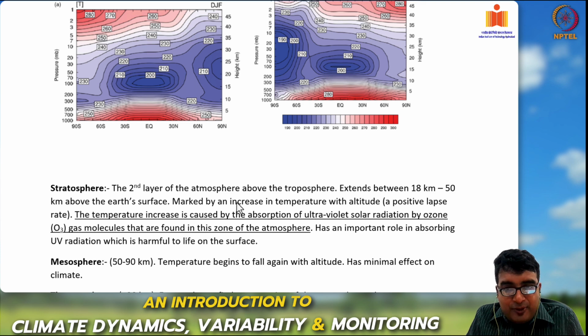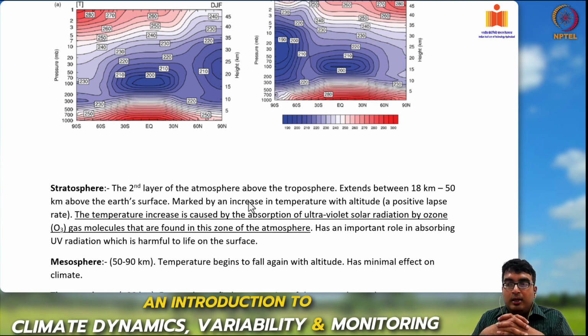We have a positive lapse rate here, so temperature is increasing with altitude, and the reason why the temperature increases with altitude is because of the absorption of the UV radiation in the stratosphere by the ozone gas molecules that are present in this zone of the atmosphere. So you may have all heard about ozone being a protective layer that is shielding the Earth's surface from highly energy intensive and harmful ultraviolet radiation of the sun. This ozone gas is found primarily in the stratospheric zone and is responsible for absorbing the ultraviolet radiation.